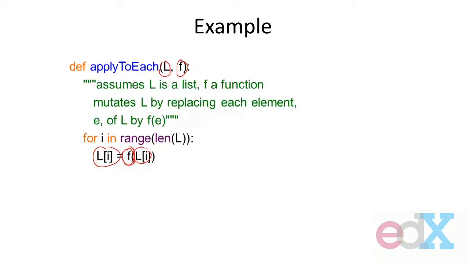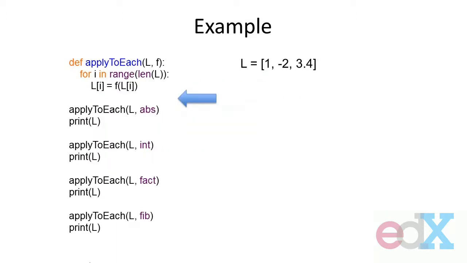Let's take an example of this. So I'm going to walk through this in sequence. I'm going to do apply to each, and I'm going to start with a list L that's a set of numbers, 1, -2, and 3.4. And I'm first going to call apply to each on that list L with the built-in procedure abs. Okay? What happens if I do that?